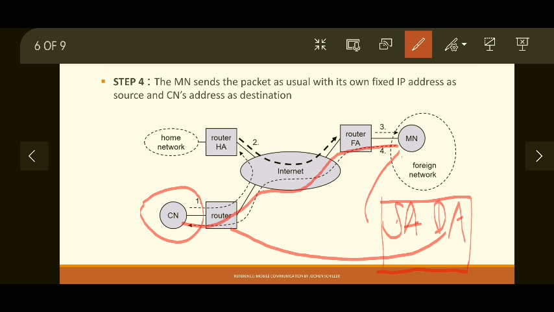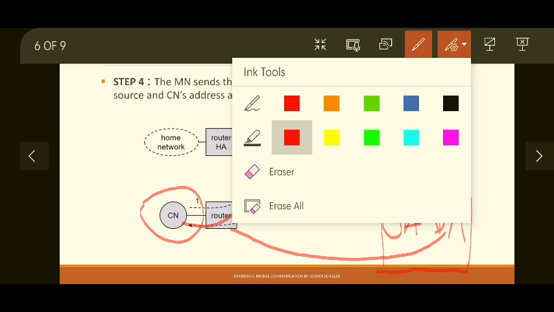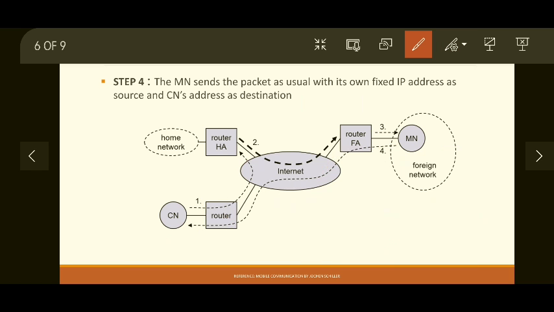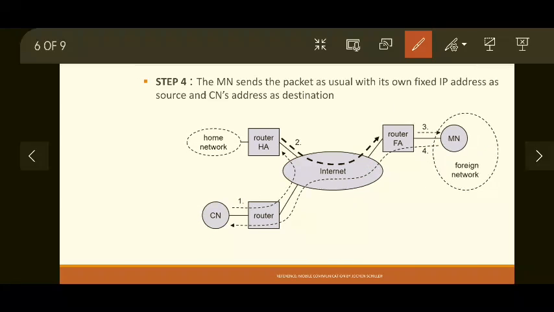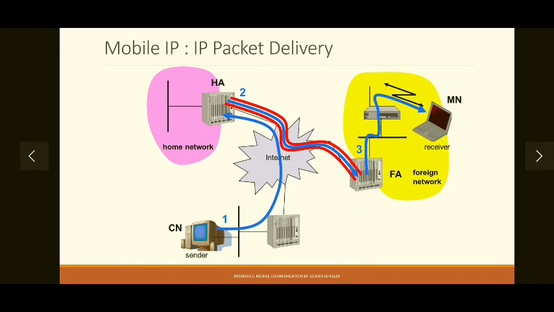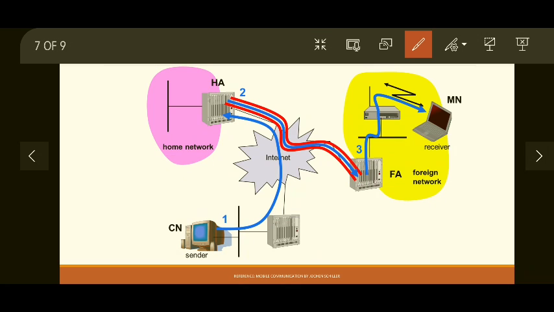Now if you can observe, we are not using any different technique or different format for IP addresses. We are using the same formats which were used in the fixed network. So this is another pictorial representation of how packets are delivered. You can see step 1, correspondent node through internet to home agent. Step 2, home agent tunneling the data to foreign agent.